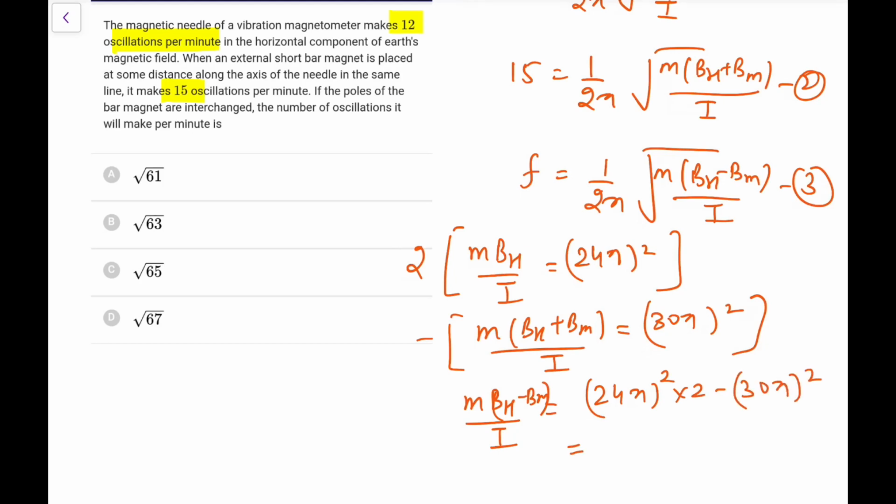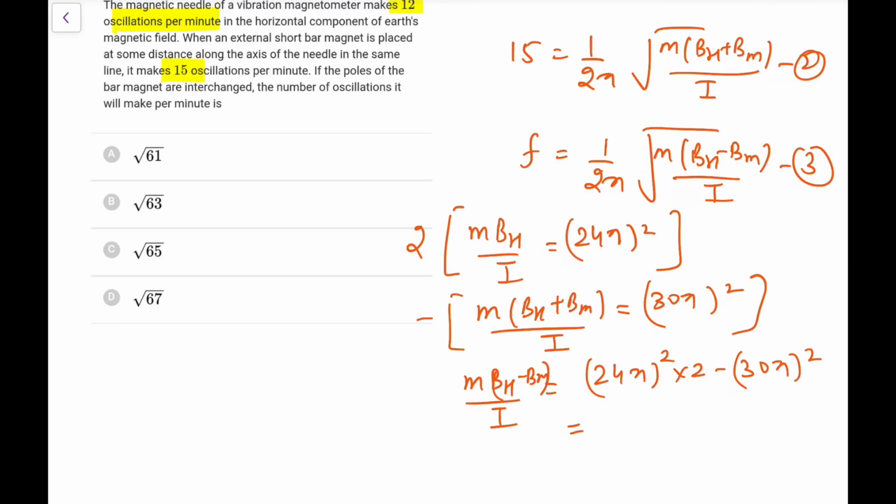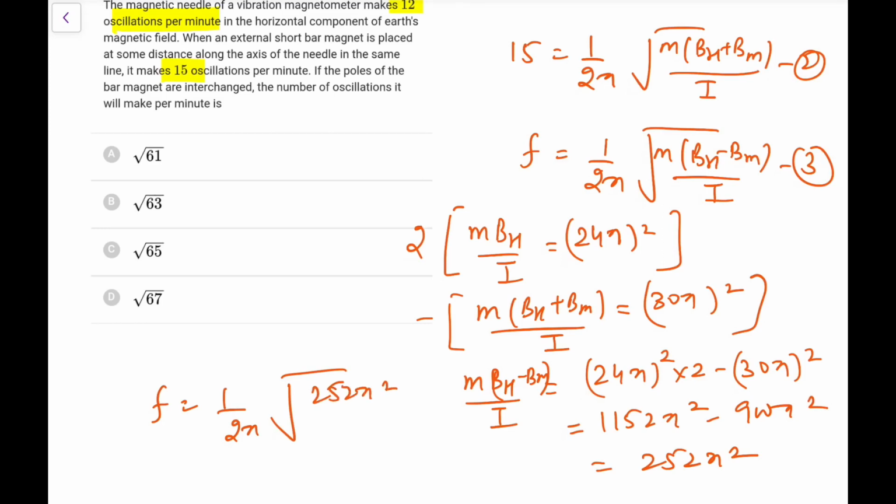So 24 square is 576, into 2 would be 1152 pi square if I am right, minus 900 pi square. So what you are left with is 252 pi square. Putting it, f would be 1 upon 2 pi under root of 252 pi square. So this pi goes, and this would be root 252 by 4, which is 63.